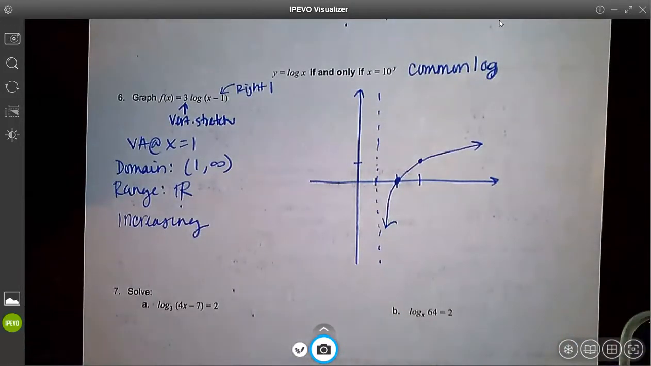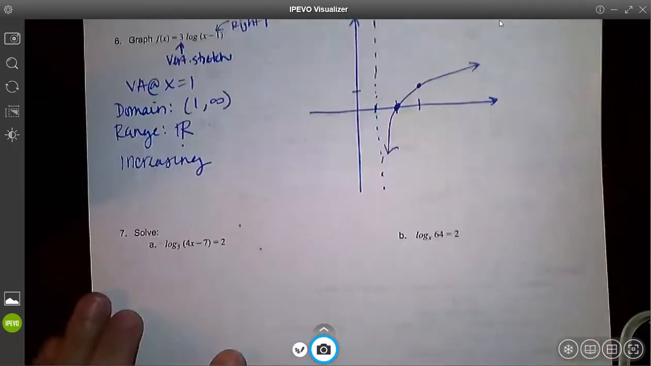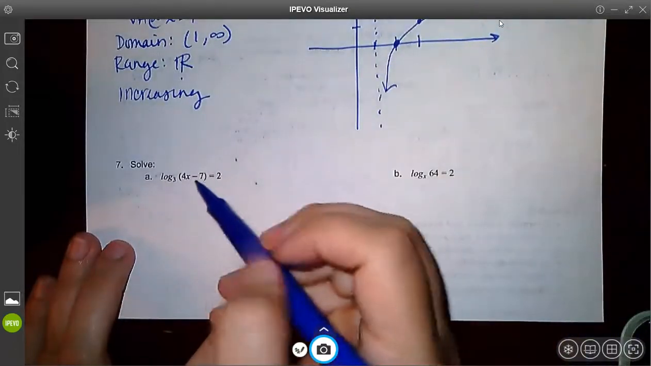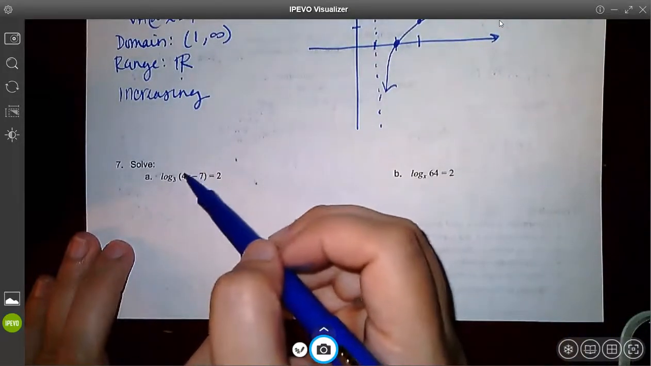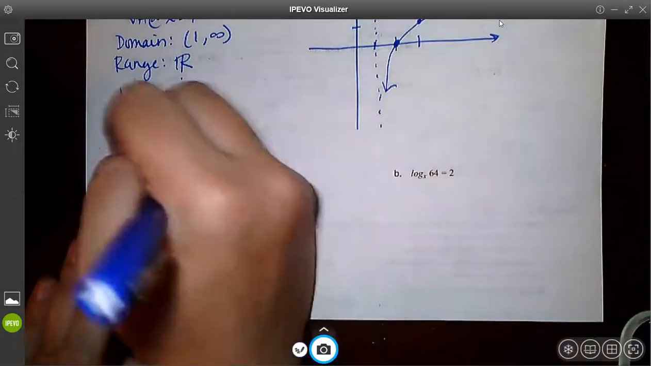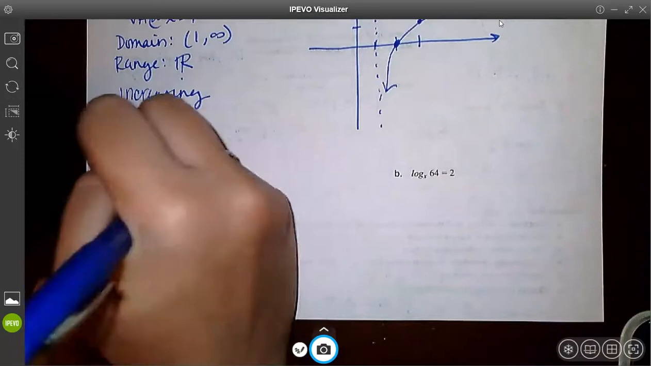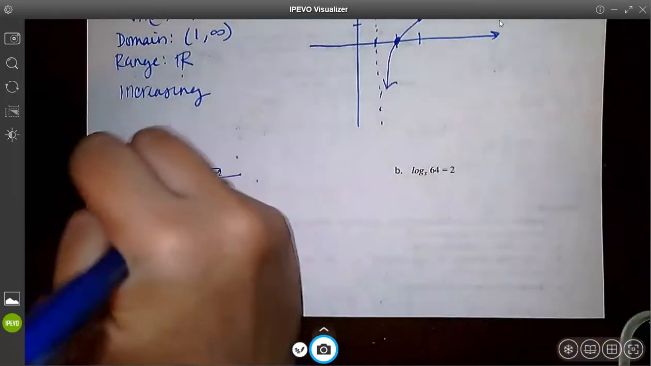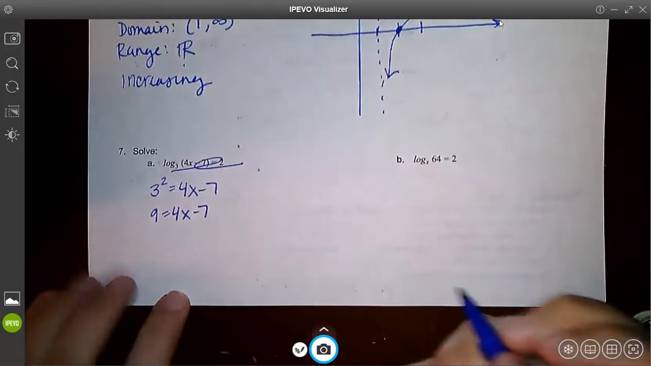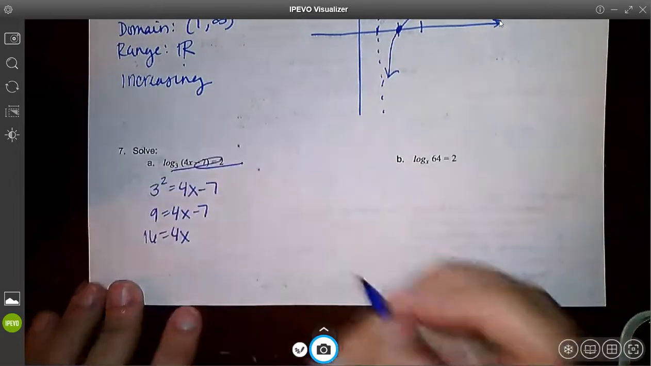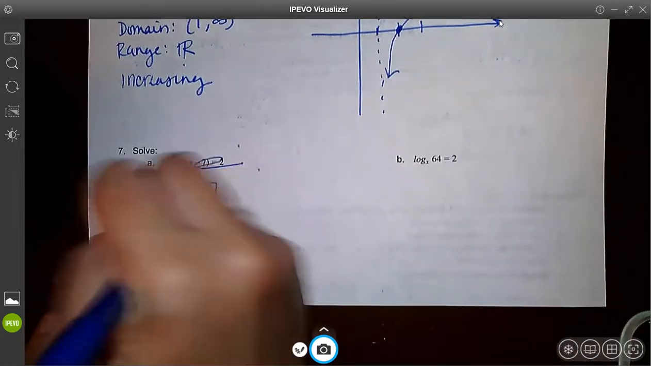Now we're going to solve some equations. A, whenever your variable is inside the log, it's going to be easiest to convert it to exponential form and solve. So converting that, we have 3 squared equals 4x minus 7. 9 equals 4x minus 7. Add 7, 16 equals 4x. Divide by 4 and you get x equals 4.